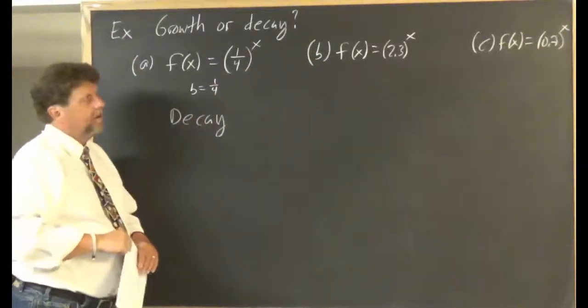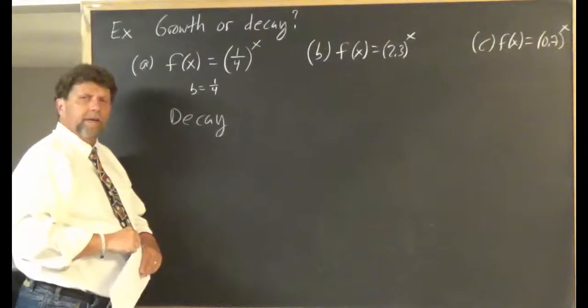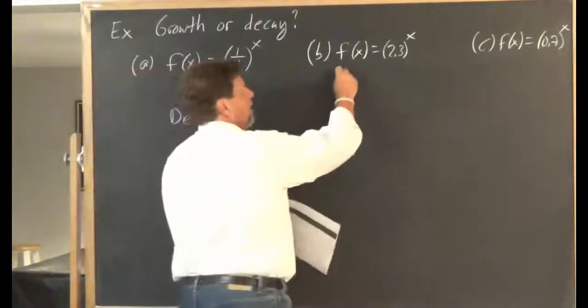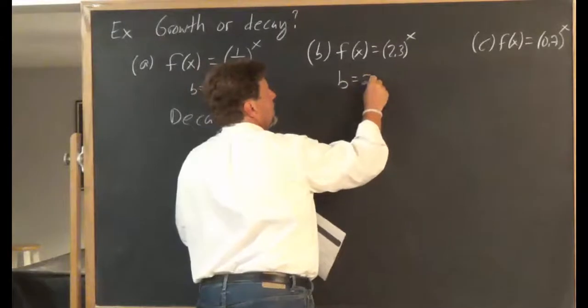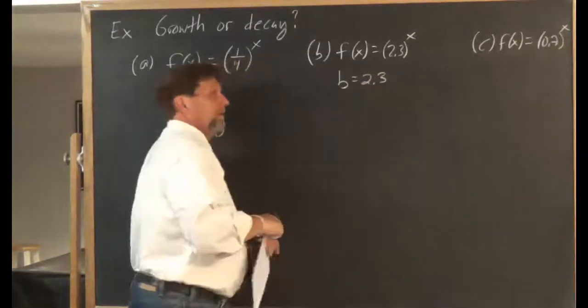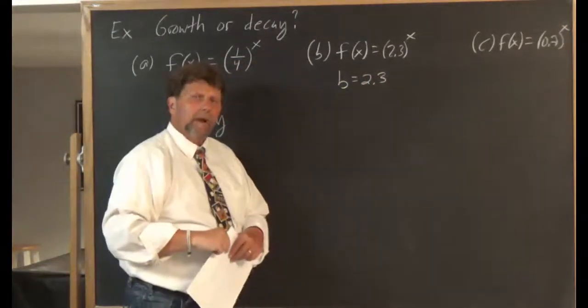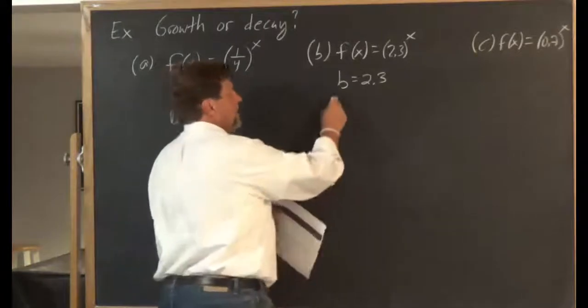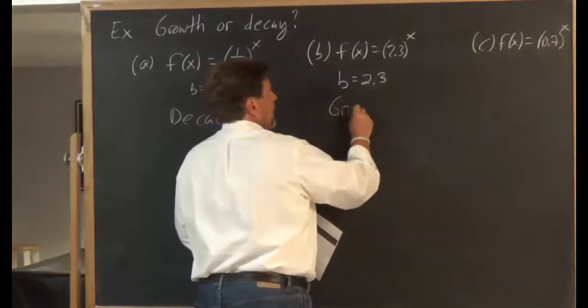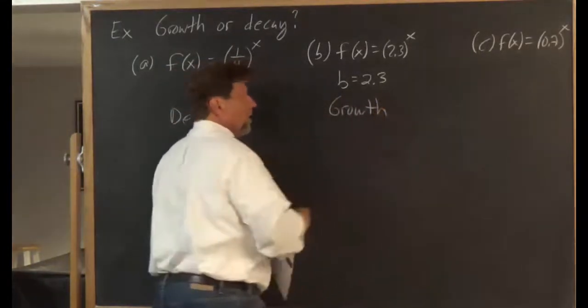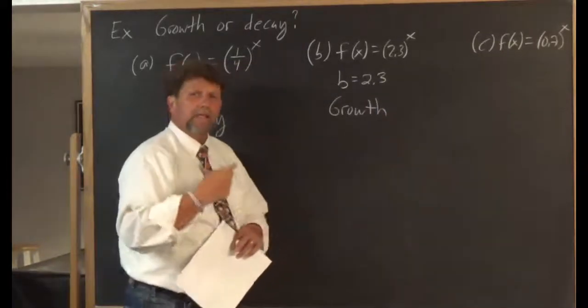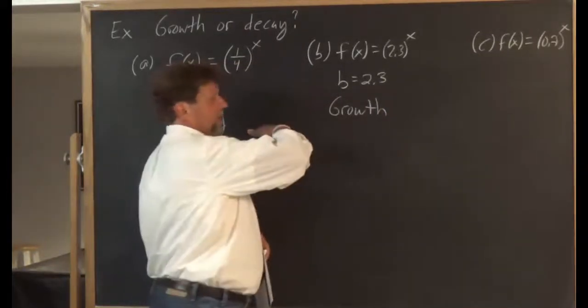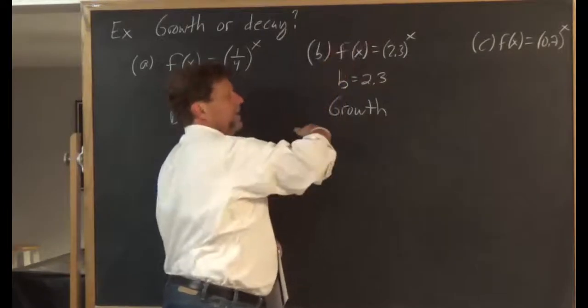Part B, f of x equals 2.3 to the x. Well, here the base is 2.3. 2.3 is definitely greater than 1. That means exponential growth. And because it's exponential growth, I know its graph is doing something like that.